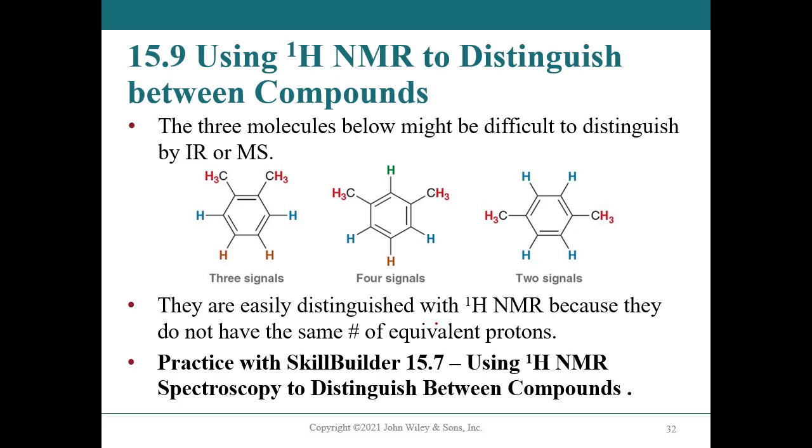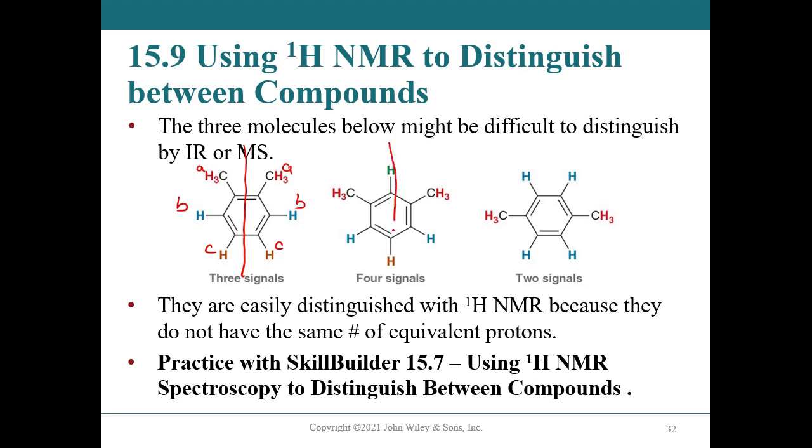NMR does help us to distinguish sometimes between isomers. If we look at these dimethyl benzenes, in the center we have a mirror plane or an axis of rotation, meaning the left and right halves are going to be equivalent. So this is A, this would be A. B, B, C, C. So we would expect 3 signals in this.